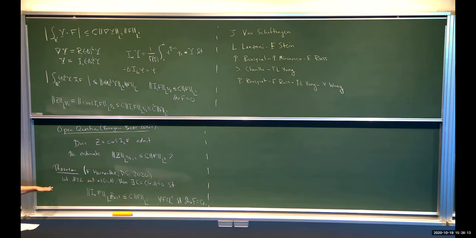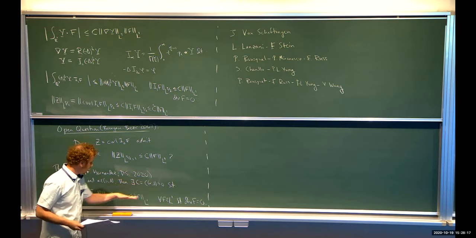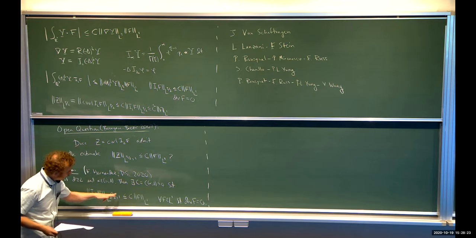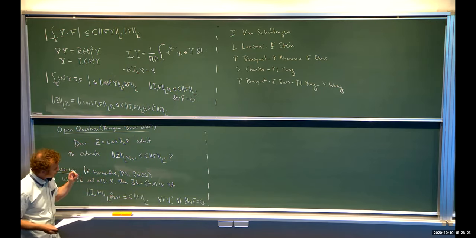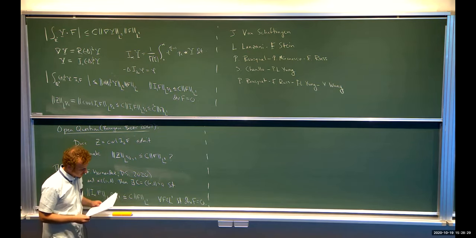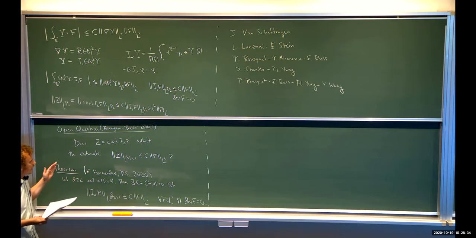If d is bigger than or equal to 2 and alpha is a number between 0 and d, then you can find a constant such that the Riesz potential acting on F in the appropriately scaling space, L d over d minus alpha comma 1, the sharp Lorentz estimate, can be controlled by a constant times F in L1 whenever the divergence of F equals 0. So first, to make the connection between the open question and the theorem.